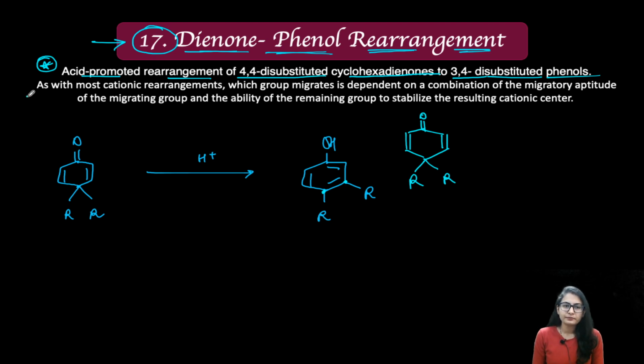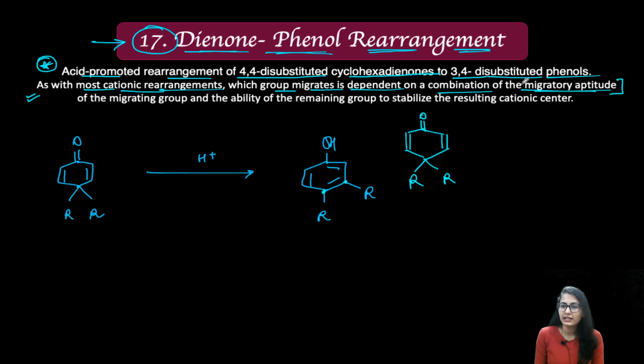Now what is happening? If we talk about the migrating groups, now this is a very big part which most of the students get confused about, which group is going to migrate. As with most cationic rearrangements, what do we mean by cationic rearrangement? You have the Wagner-Meerwein rearrangement, you have the Pinacolone rearrangement, you have Baeyer-Villiger oxidation. All of these are cationic rearrangements. So most of the things are similar. What is similar? That which group migrates is dependent on a combination of the migratory aptitude.